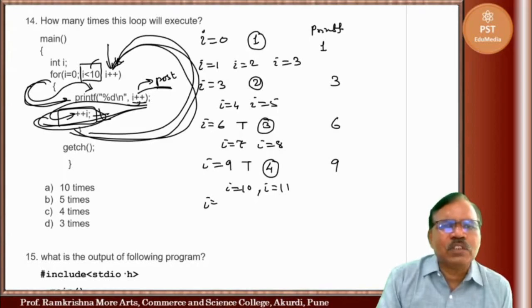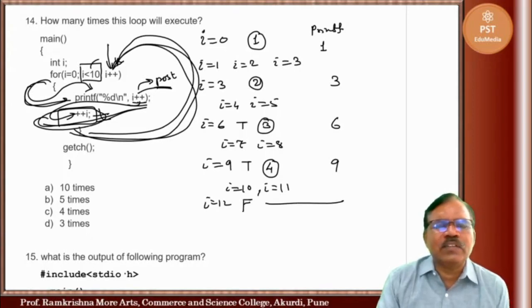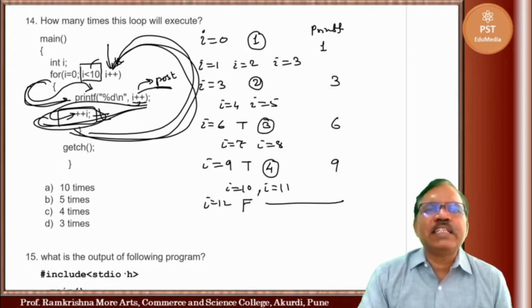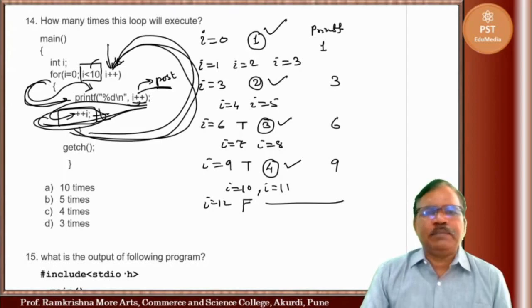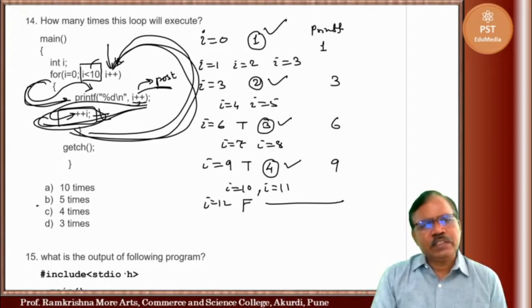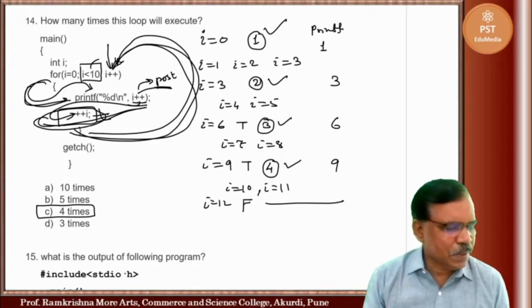i becomes 12, i less than 10, false, so now the loop is not executed. So how many times is the loop executed? Once, twice, thrice, and 4 times. So it is executed 4 times. लक्षात आलं हे?